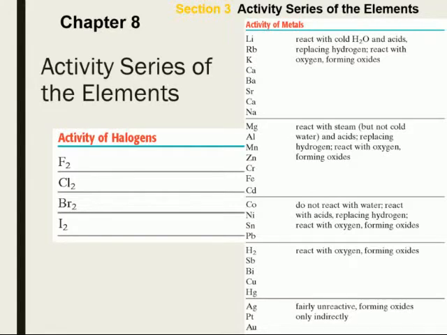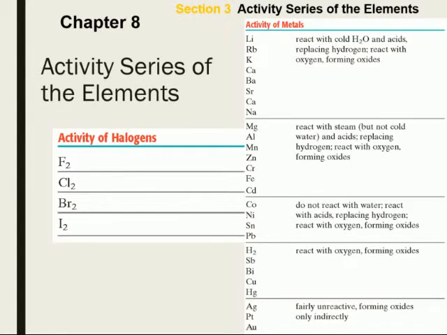I also want to point out that to the right of those metals, there is the situation in which they will undergo that reaction. For example, lithium, rubidium, potassium, calcium, barium, strontium, and sodium are all very active metals. And because they're so active, they can react with cold water and acids, replacing hydrogen, and react with oxygen, forming oxides. And of all the things listed right there, reacting with cold water is the situation in which there's the least amount of kinetic energy. Meaning, out of all the things listed, cold water is the most difficult thing to react with. So it's going to take a very reactive element to react with that low kinetic energy species.